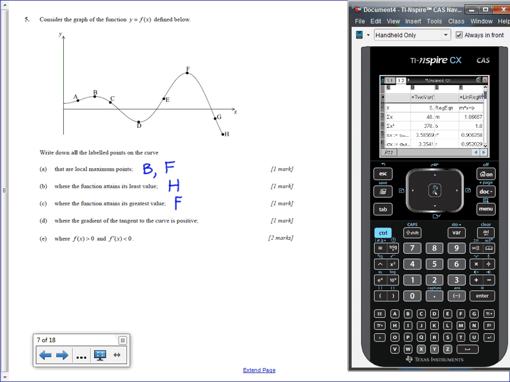B no longer gets to go on this list because even though it's a maximum in its area, it's not the maximum of the whole function.